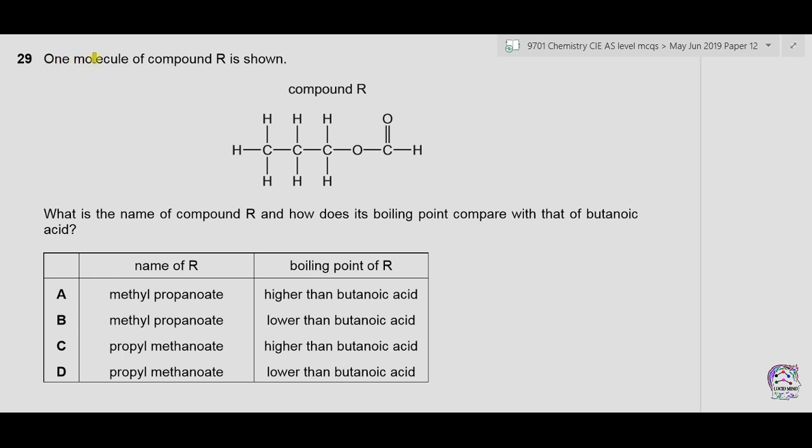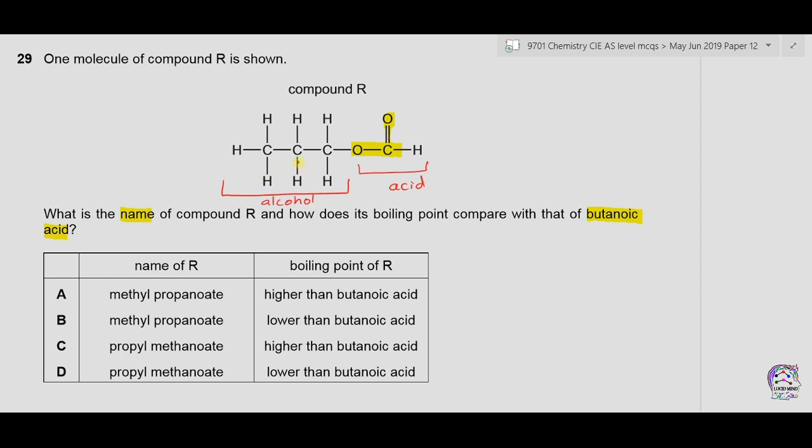Question number 29. One molecule of compound R is shown. This is a compound of R. We can see that the functional group is of ester. What is the name of compound R and how does its boiling point compare with that of butanoic acid? So we have to find out the name and the boiling point. Now in the structure of ester, the first part comes from alcohol, while the second part comes from acid.